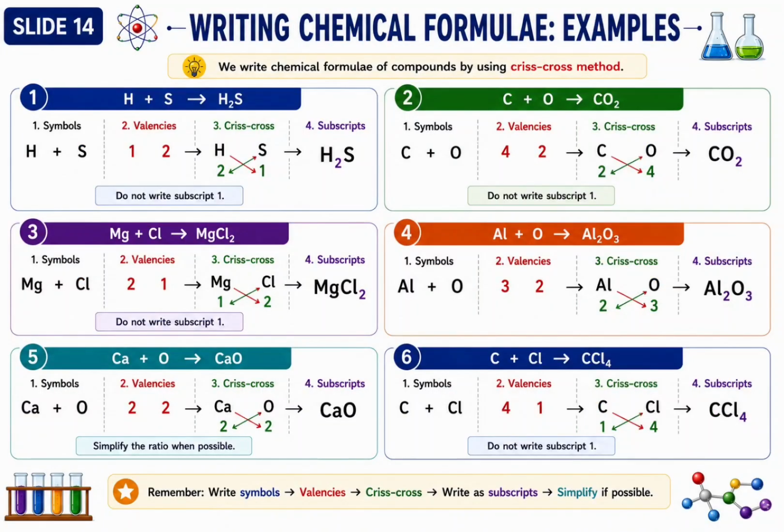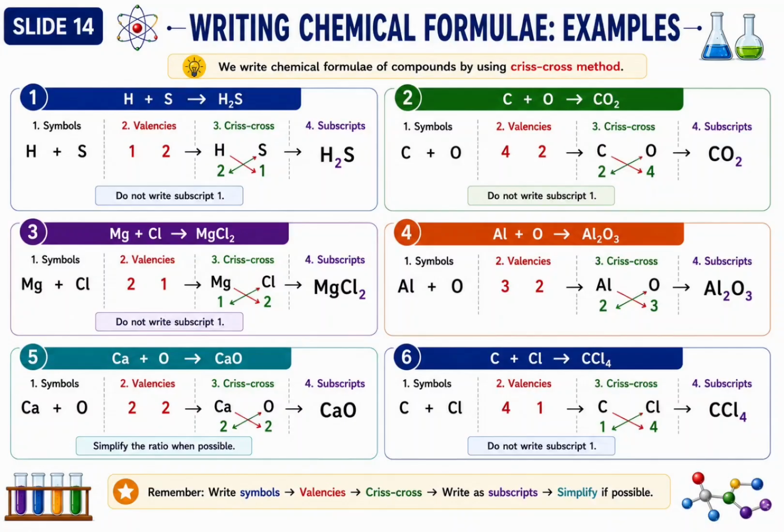Now let's learn how to write formulas. Suppose we want to write the formula of magnesium chloride. Magnesium has valency 2, chlorine has valency 1. Using the valencies, we get MgCl2. Why Cl2? Because 2 chloride ions are needed to balance the charge of 1 magnesium ion. Similarly, Al2O3 for aluminium oxide and CaO for calcium oxide.